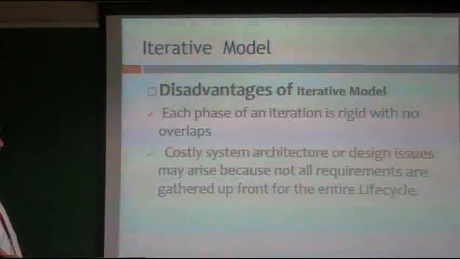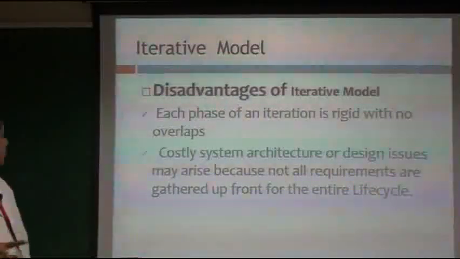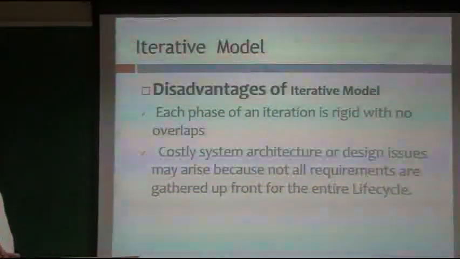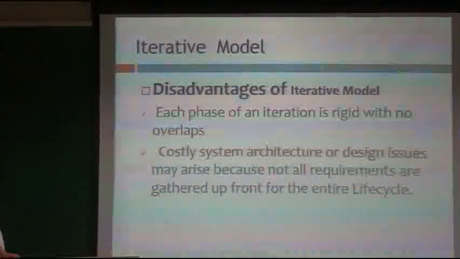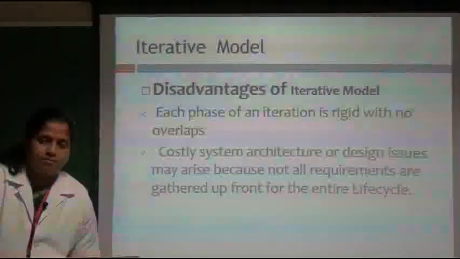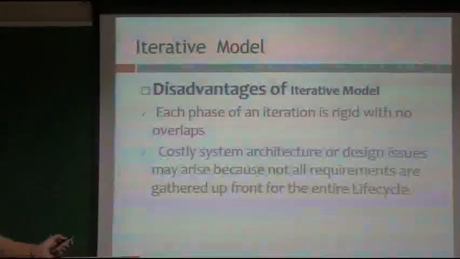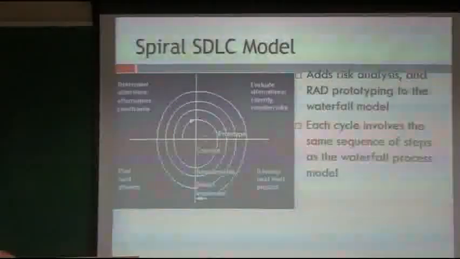Here each phase is rigid because it is one way travel. It is taking input from the customer feedback, and administrative overhead is there because of the architecture and design issues, and all the requirements are gathered in the entire life cycle. So obviously administration overhead is there. And next model is spiral model.